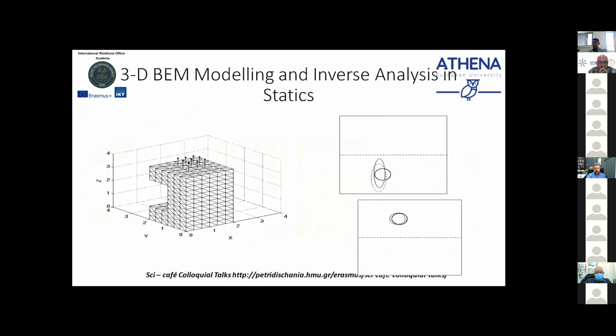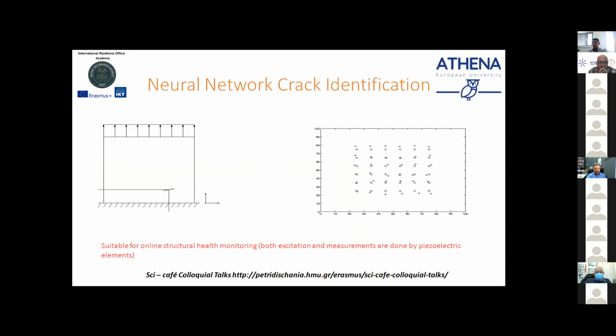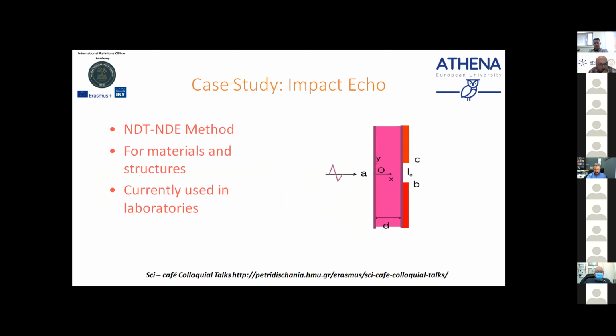For complicated three-dimensional problems, and due to the fact that neural networks solve the problem in practically zero time, it is a suitable technique for online structural health monitoring and other things.